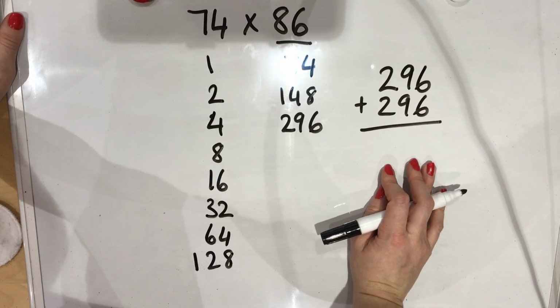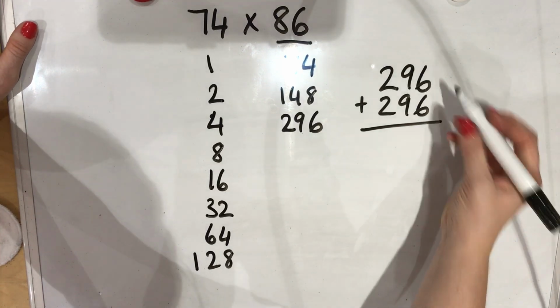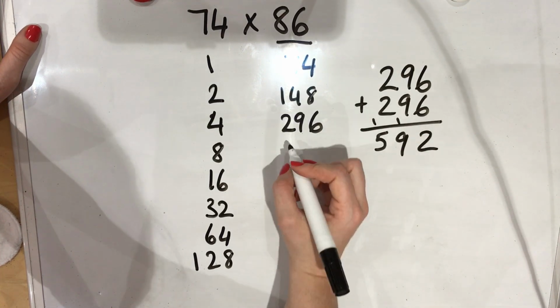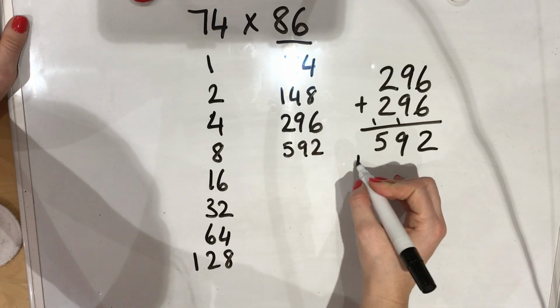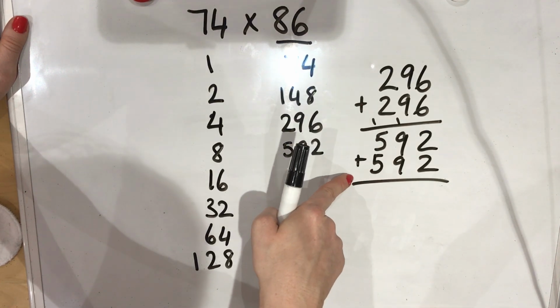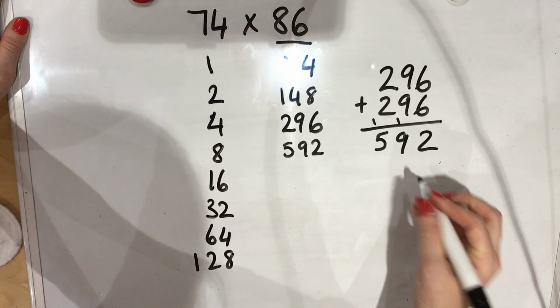There's nothing wrong with it. If anything, it's probably better because then you're not going to make a silly mistake. So 12, carry the 1, 19, carry the 1. So 592. One thing that I will say though is don't do this and carry on, because that's not mathematically correct. You need to start a new one.